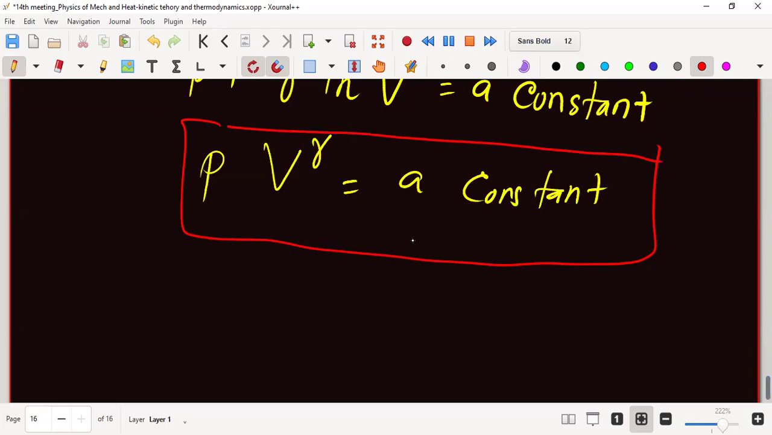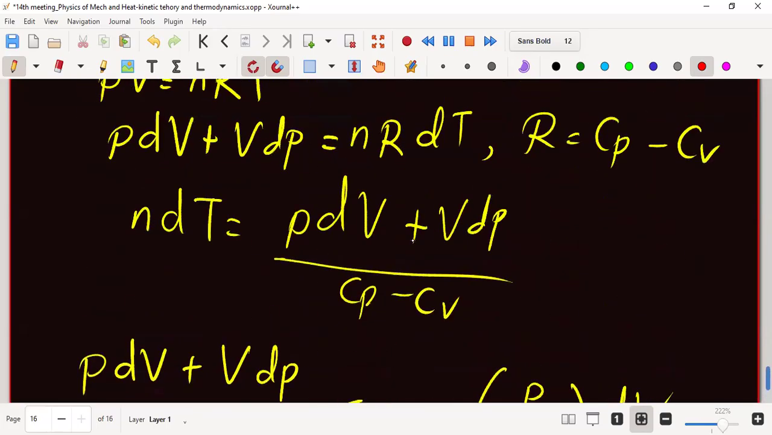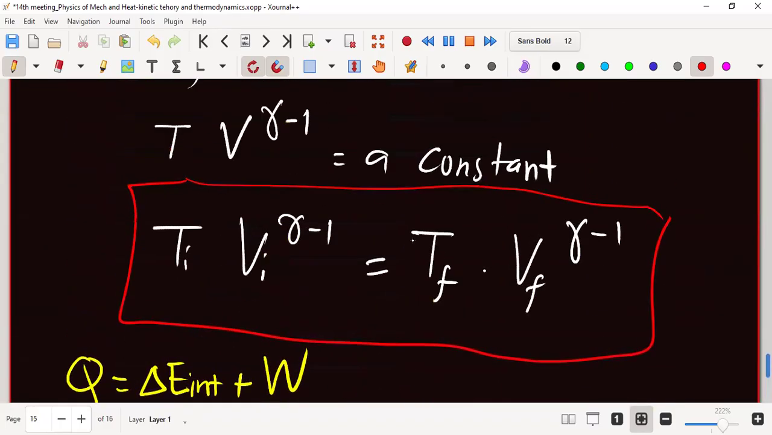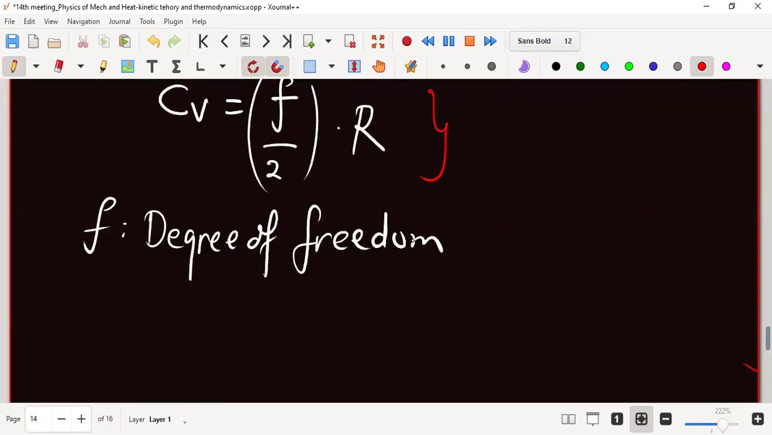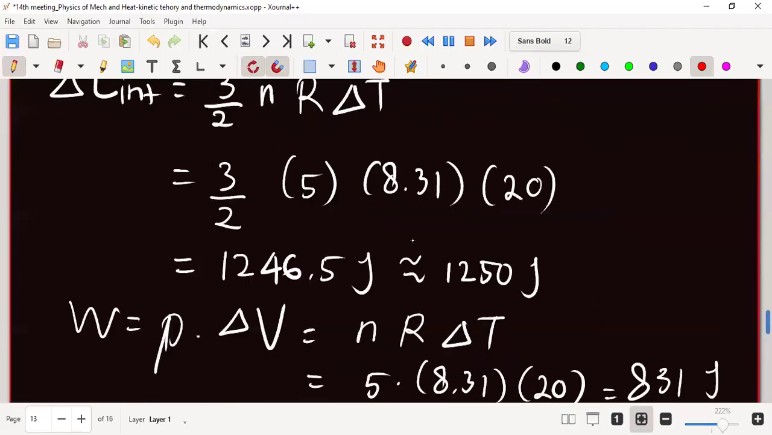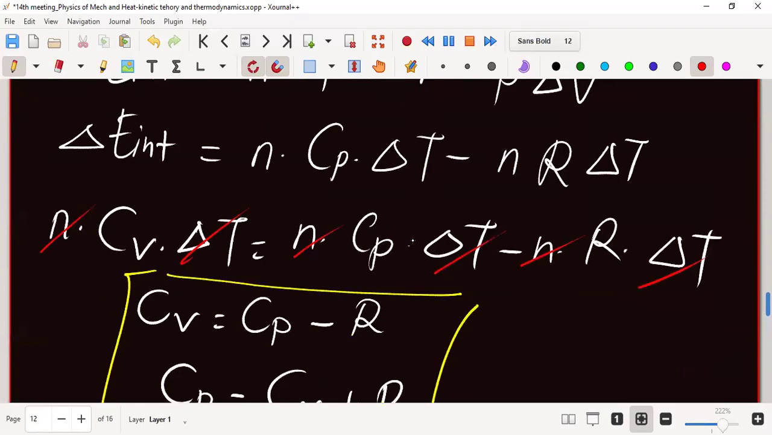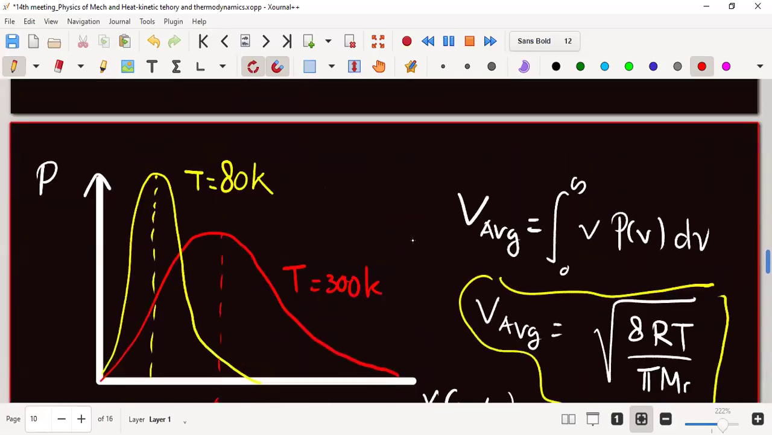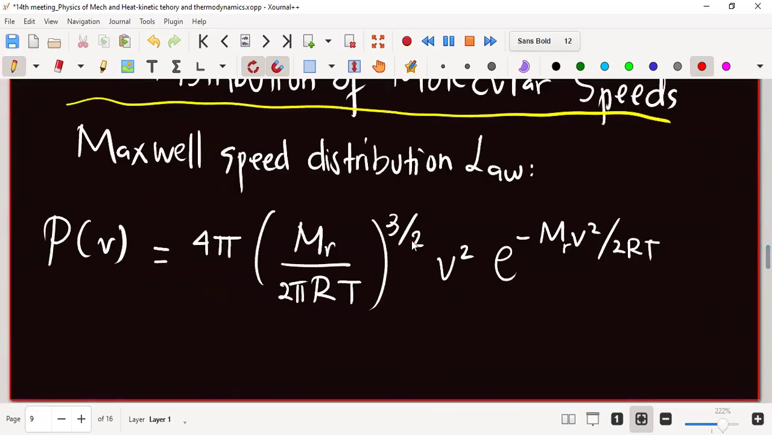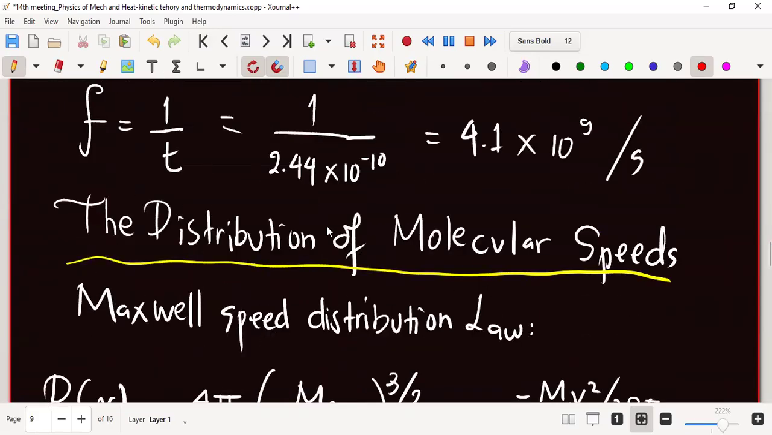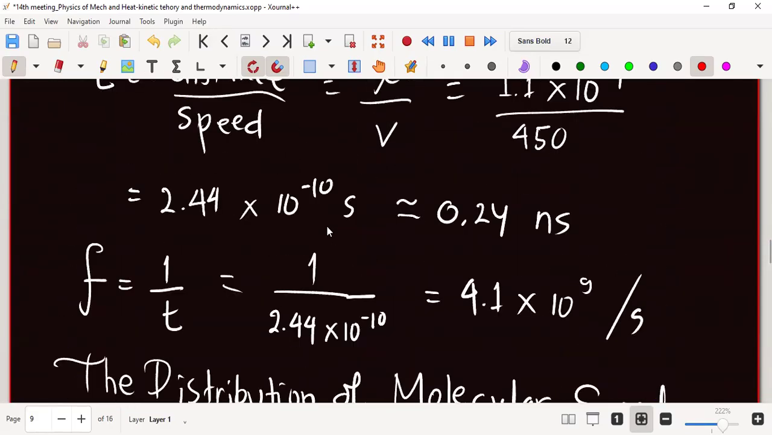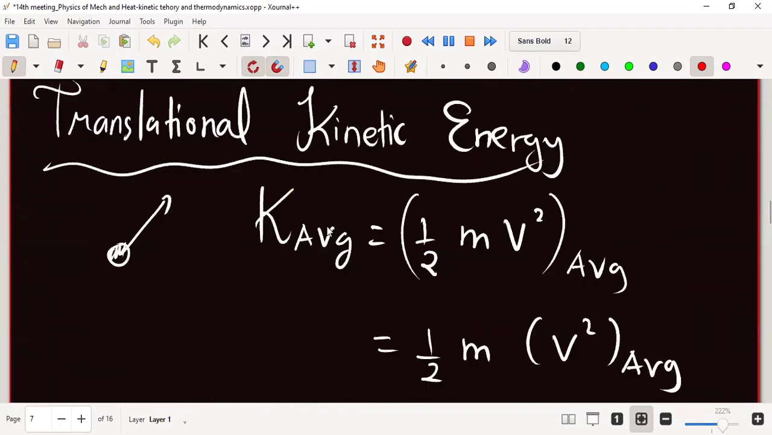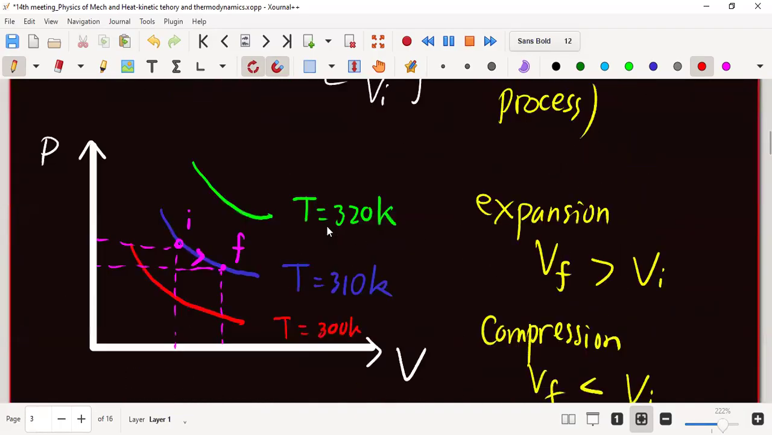Okay, I think today we have already studied, or refreshed, the kinetic theory of gas. And then we studied the mean free path, and the probability distribution of molecular speeds. Then next week we will continue to the second law of thermodynamics. We will discuss entropy and heat engines.